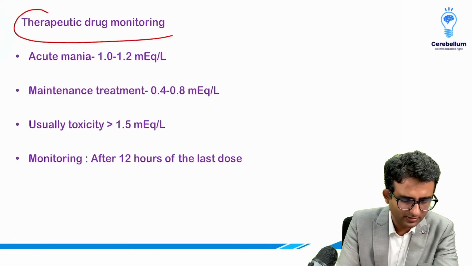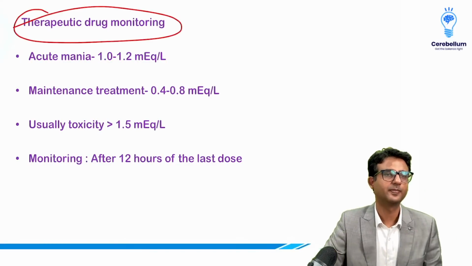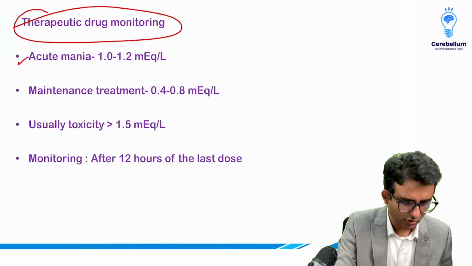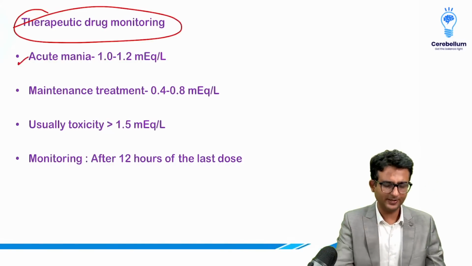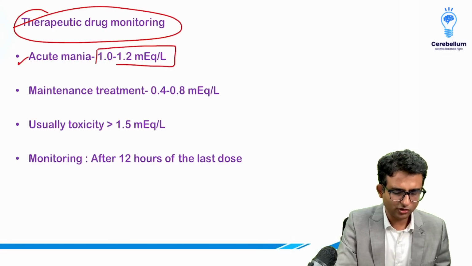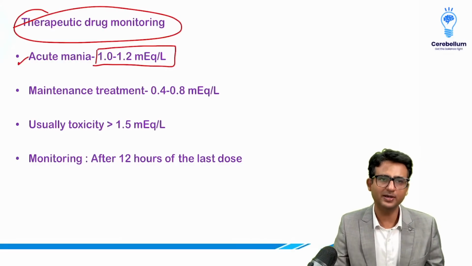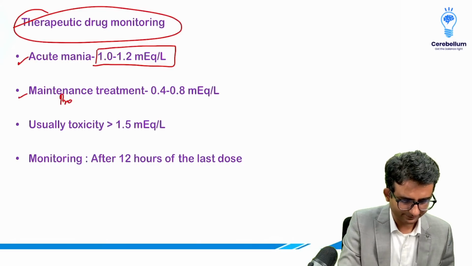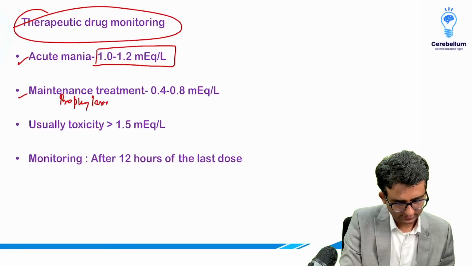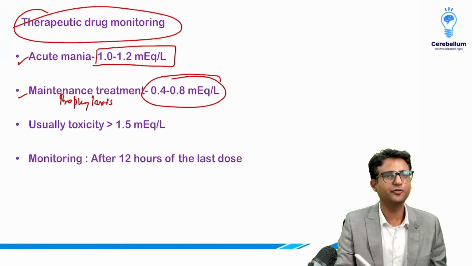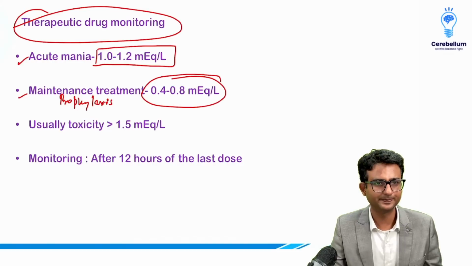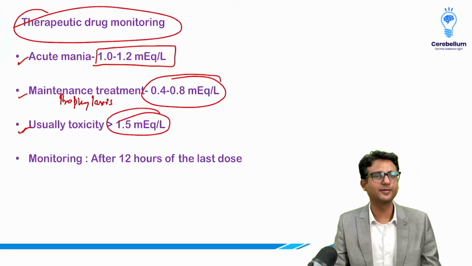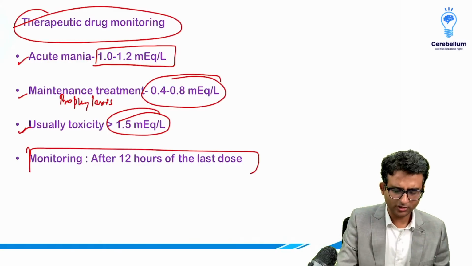What are the levels of lithium that are effective in acute mania? So the latest edition of synopsis say for acute mania the lithium levels should be 1 to 1.2 milliequivalent per liter. And for prophylaxis, lesser levels are required, 0.4 to 0.8 milliequivalents per liter. Toxicity is usually seen in more than 1.5, and this is something that you need to remember.